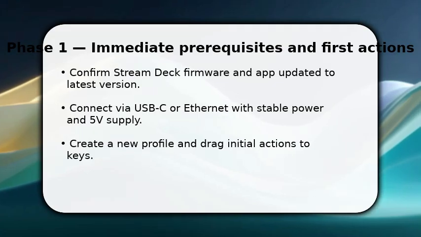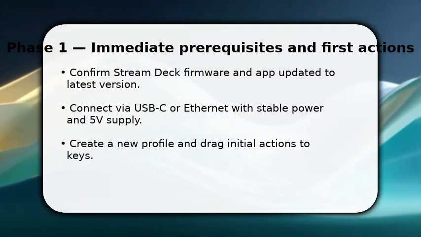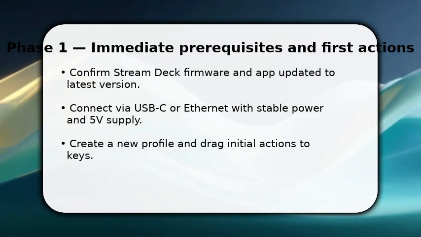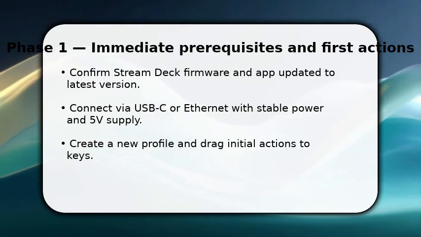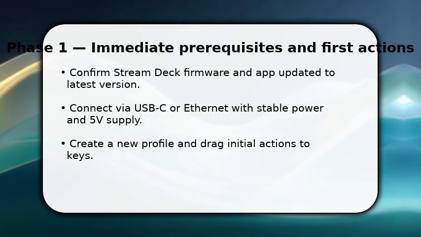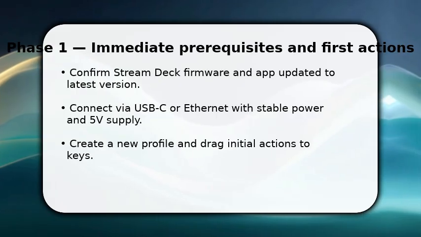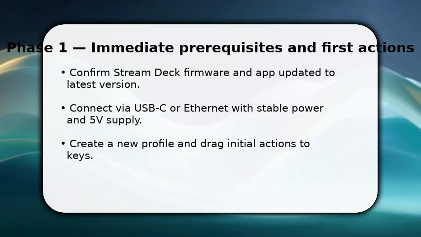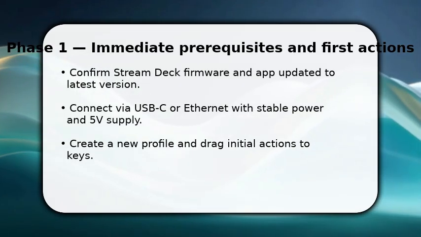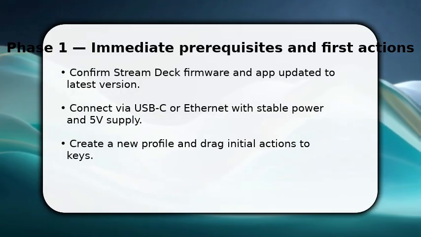Enjoy the video. You begin by updating firmware and installing the Stream Deck app. This avoids compatibility issues. Once done, plug the device into a reliable USB-C port or Ethernet adapter so the board receives steady power. Create a new profile for this setup and assign an initial set of actions.